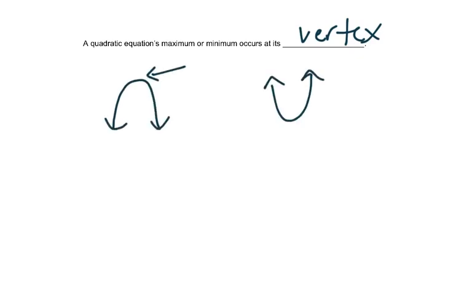In quadratic equations, the max or minimum occurs at its vertex. Remember that a maximum is its top point, and the minimum is the bottom point. It happens at the vertex if the parabola opens down, that's the maximum. It happens at the vertex when the parabola opens up, that's the minimum. It only has one or the other. It doesn't have both.